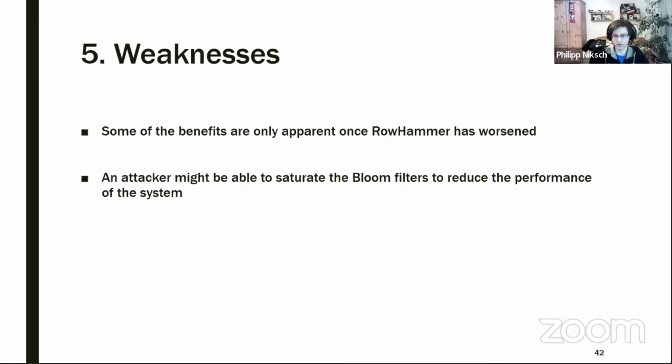One could also try to abuse the Bloom filters by saturating them. Let's say we hammer many different rows at a rate which is barely below the threshold. We could saturate most of the counters and increase the false positive rates of other applications. This would obviously lead to a loss of performance.